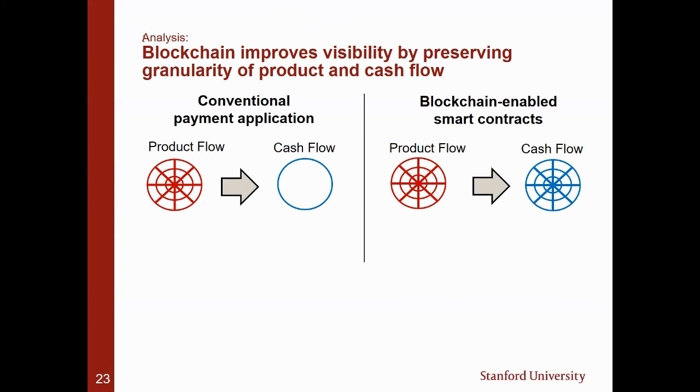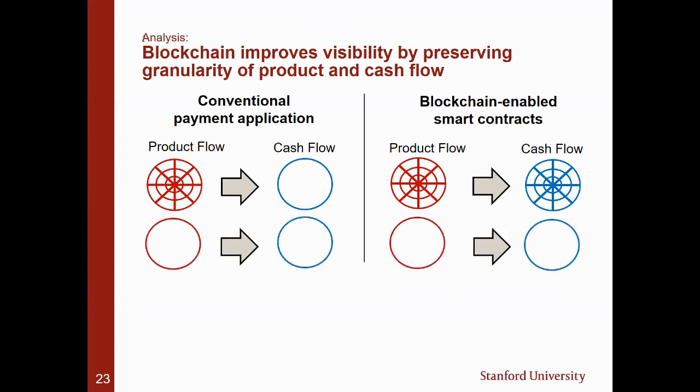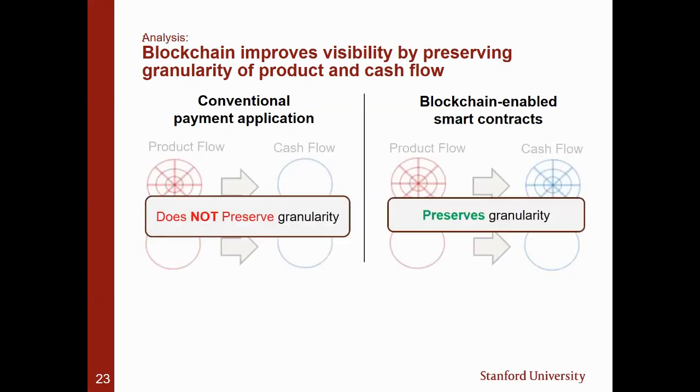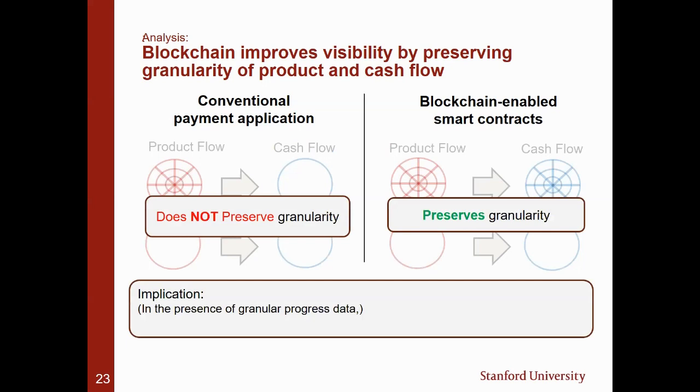And needless to say, neither system can create granularity out of thin air. So if you have bad data, blockchain is not going to help you at all. So the implication being that if you have granular progress data, and I can tell you from my experience, very few companies actually have that data, then blockchain could make sense for you if you need to ask very granular questions.